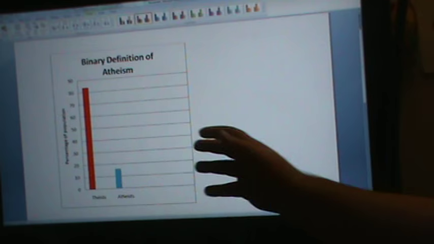This would be a pretty accurate representation of the United States if you were to apply a binary definition of atheism. Now, to come to this definition of atheism, you have to include certain subsets of people that might not call themselves atheists, such as Buddhists, deists, Taoists, Native American pantheists, agnostics, and apatheists. All of these must be wrapped up in this atheism here to come to this binary set.